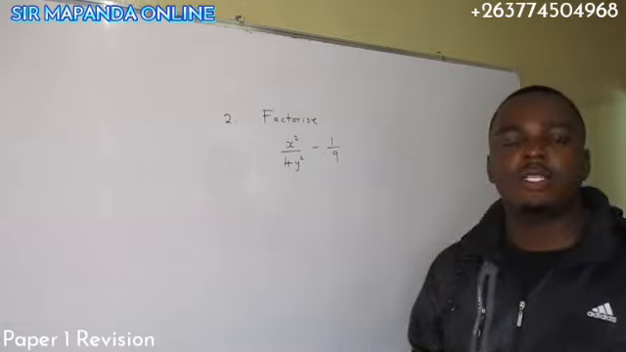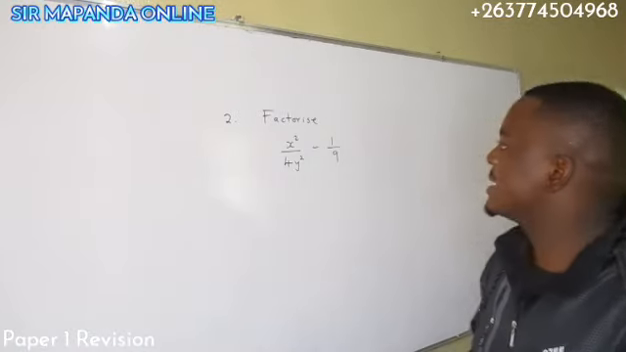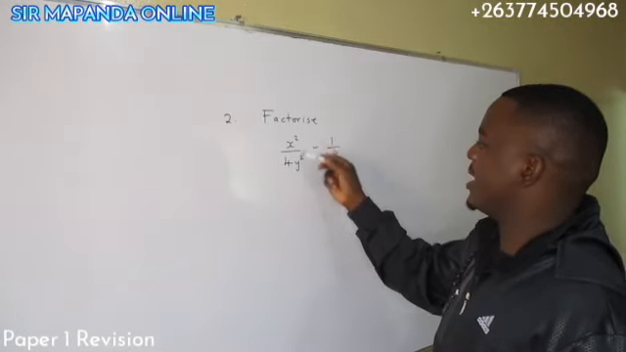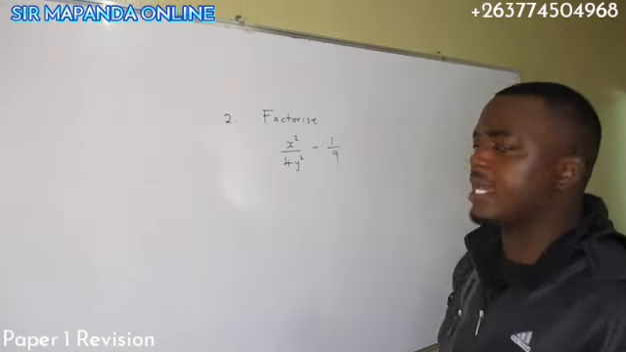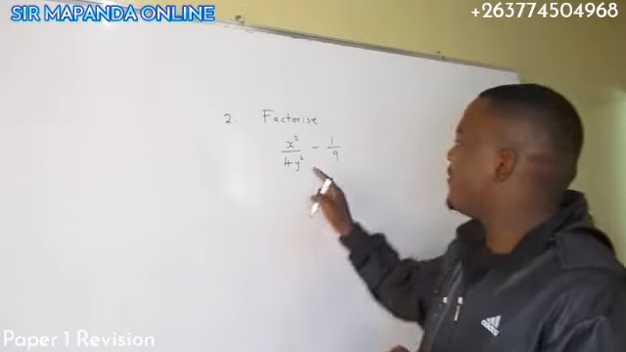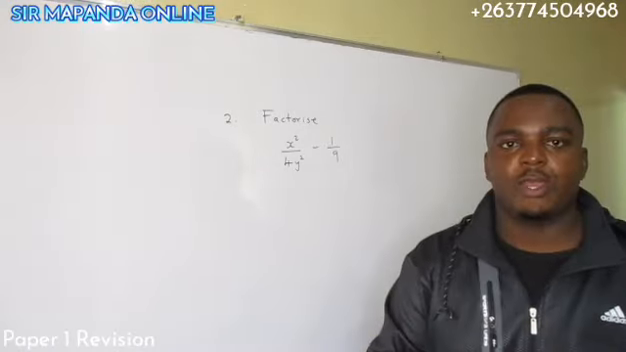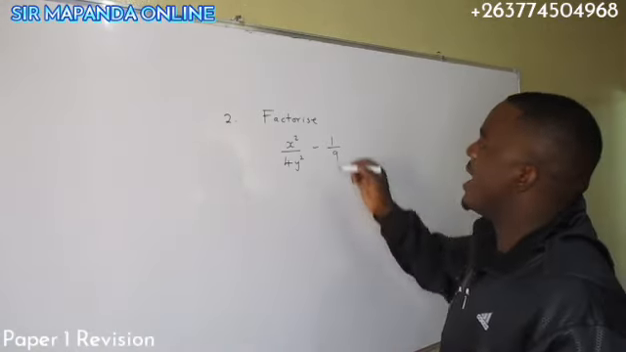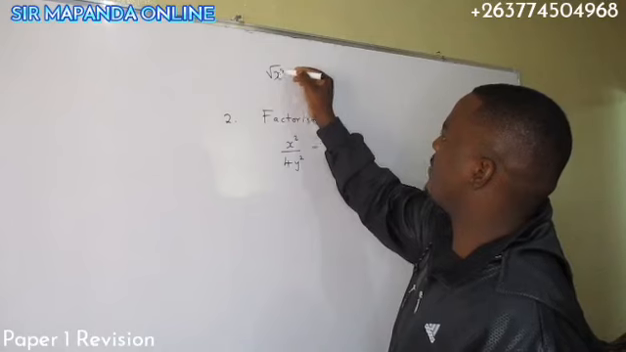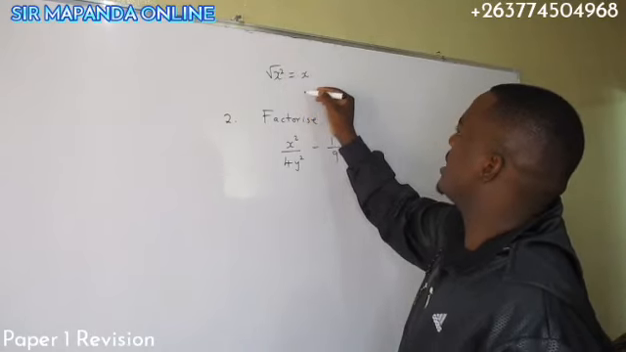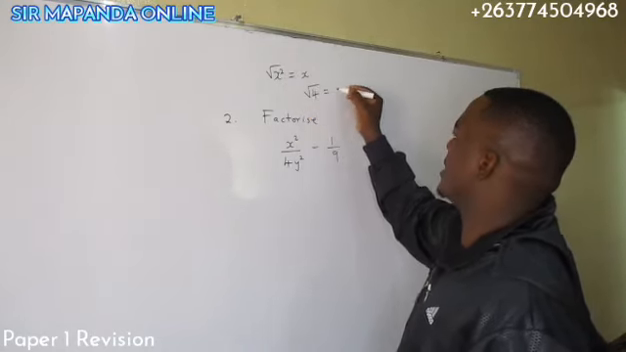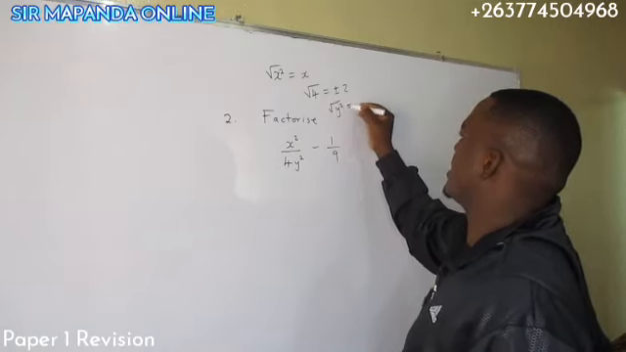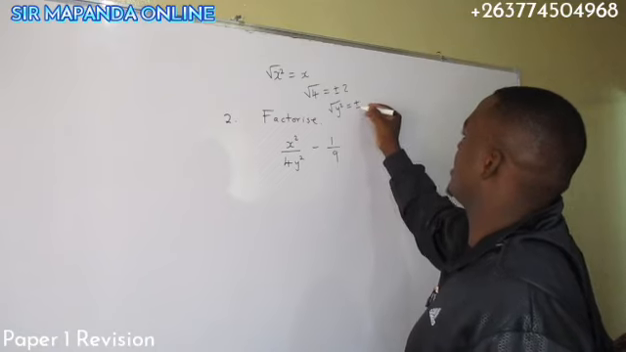Question number 2 is requiring you to factorize. So if you look at the fraction x squared over 4y squared, you can notice that x squared and 4y squared is a perfect square. Remember, a perfect square is a number with a whole-number root. You know that square root of x squared, it gives you x. Square root of 4, you get plus or minus 2. Square root of y squared, plus or minus y.